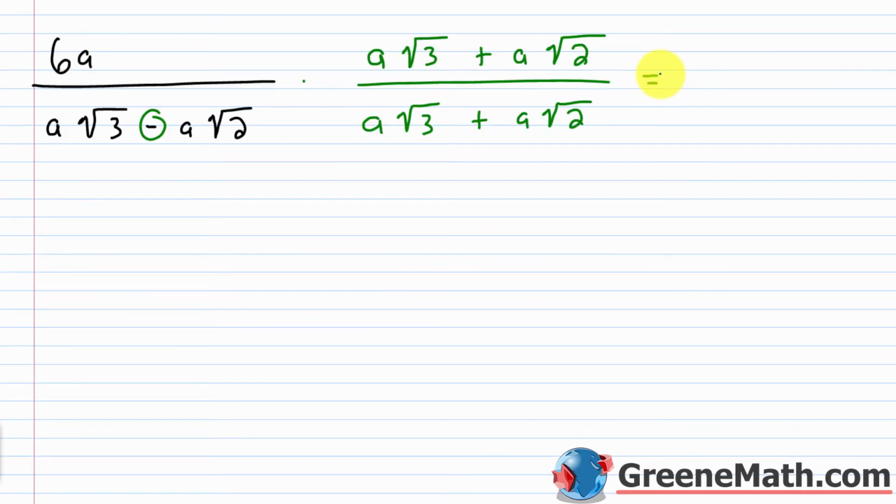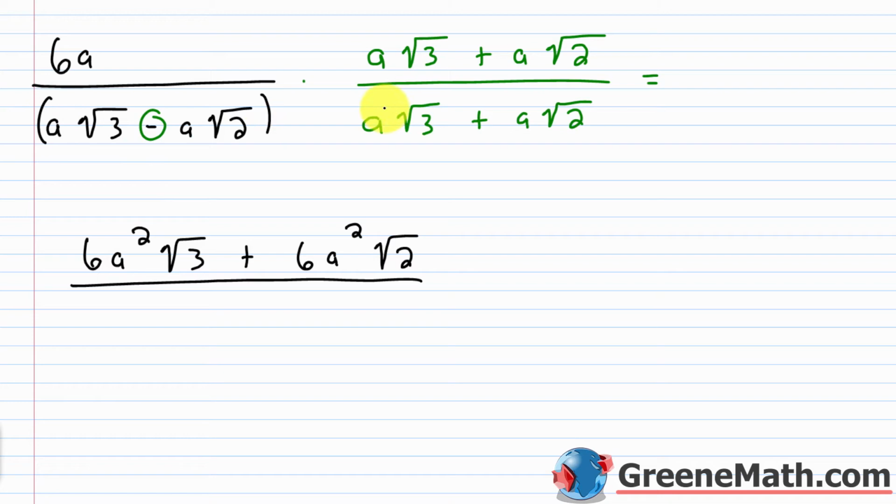So what are we going to do? We'll have 6a times square root of 3. So that would give us 6a squared times square root of 3. Then plus 6a times square root of 2 would be 6a squared times square root of 2. And then this is over.